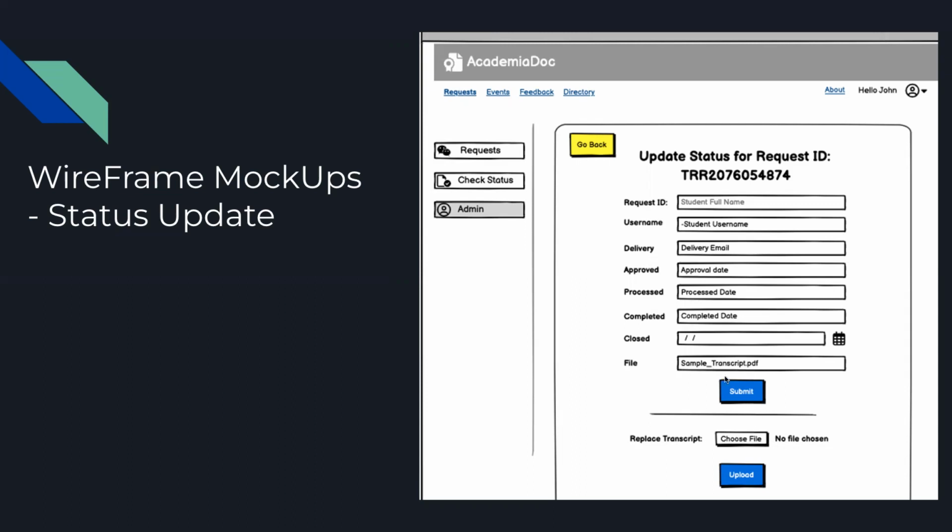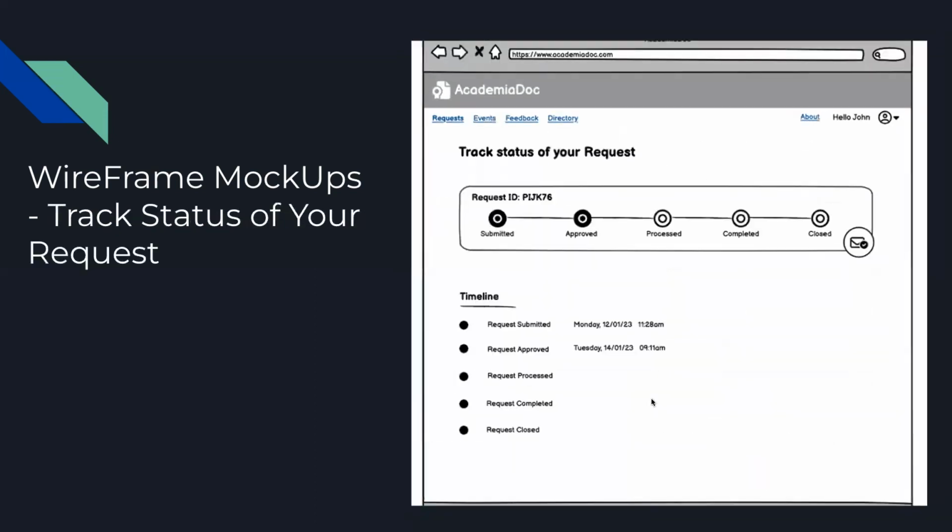And if they want to replace this transcript with something else, let's say that a wrong transcript was attached by accident, they can go in and click on choose file to replace the original transcript and click on this upload button to make this change. And so this page is a reflection of what the student will see on their page, which is tracking the status of their request.